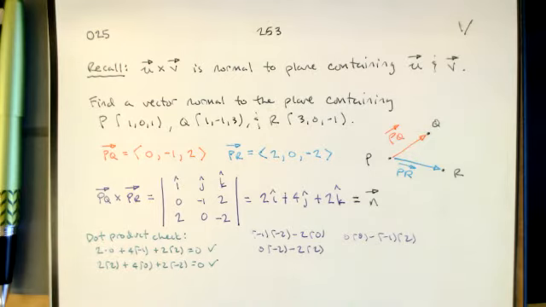Now that we have this information, we can use it to find the equation of a plane. This is something that we might be interested in. Because one of the big questions that we ask in calculus is what is the equation of a line tangent to a curve at a given point? And in multivariable calculus, that upgrades to what is the equation of a plane tangent to a surface at a given point.